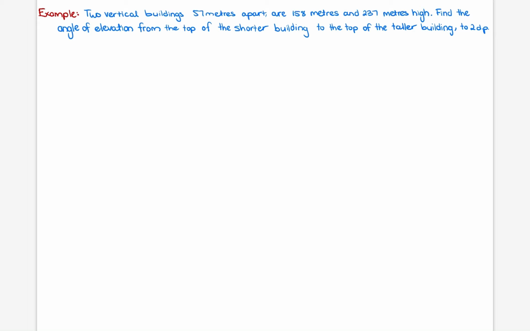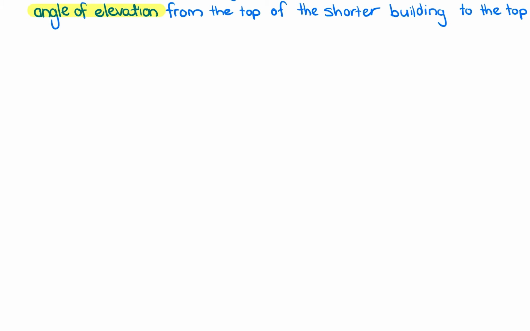So we've got two vertical buildings. They're 57 meters apart. They're 158 meters and 237 meters high. So find the angle of elevation from the top of the shorter building to the top of the taller building to two decimal places. Okay, so what we've got is we've been told we've got two buildings.